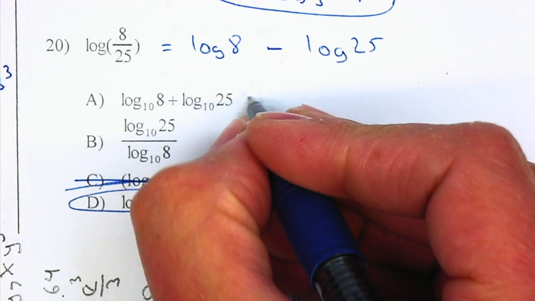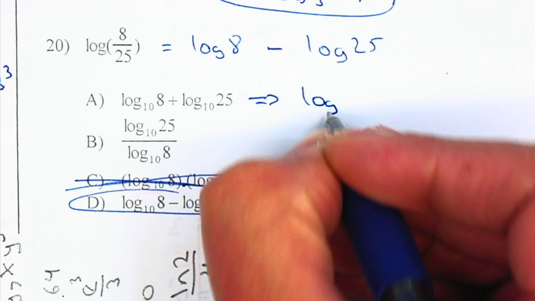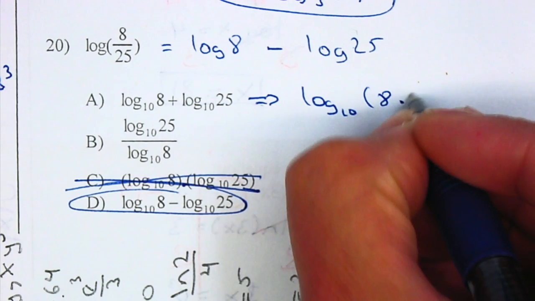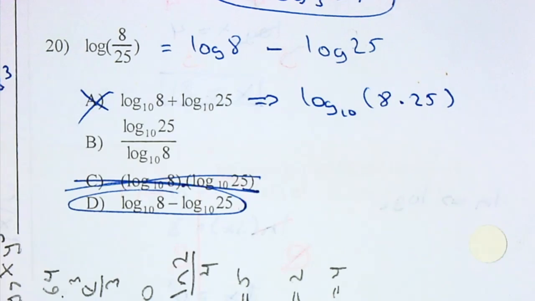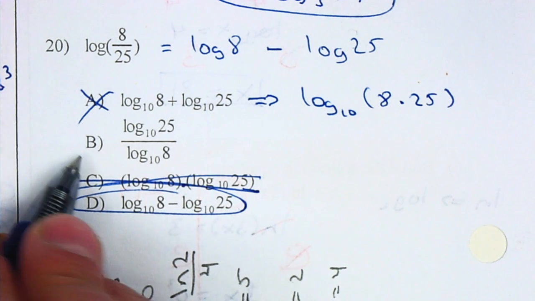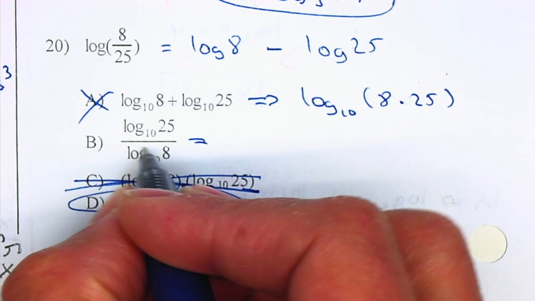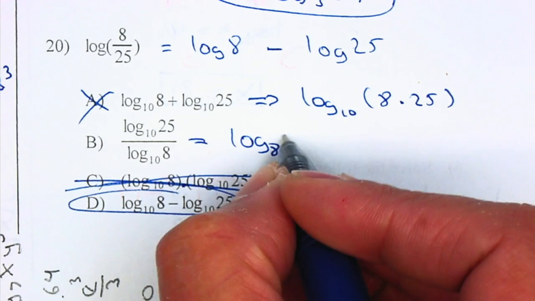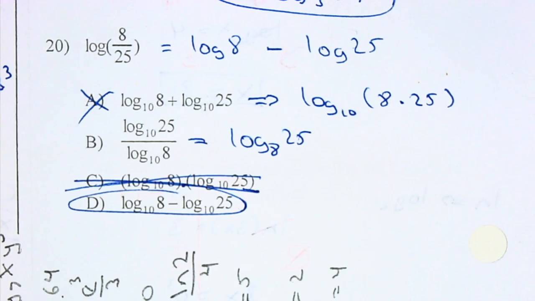If there's an addition in between and you rewrite it, that'll be the log base 10. And because it's an addition, that'll be 8 multiplied by 25. Letter B. We can change it to 1 log as the log base 8 of 25. And that's not C. So your answer was C.